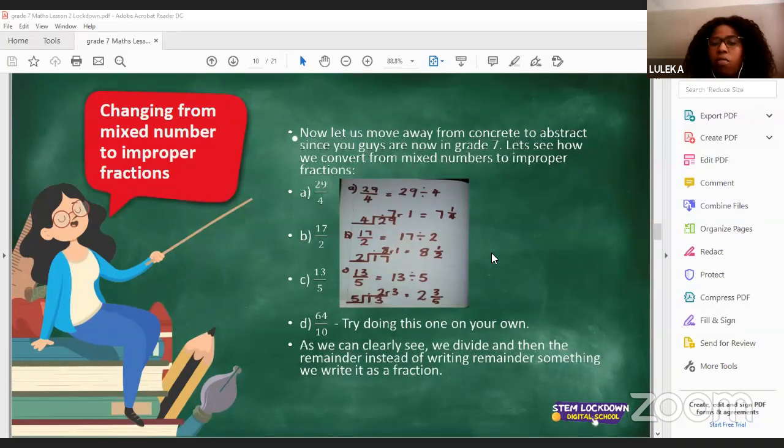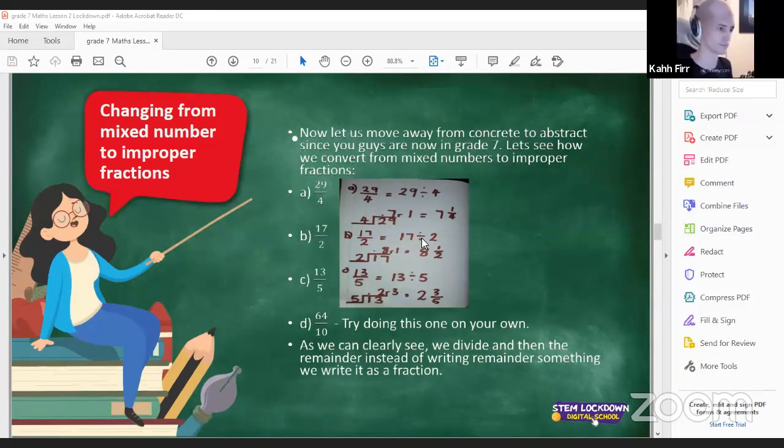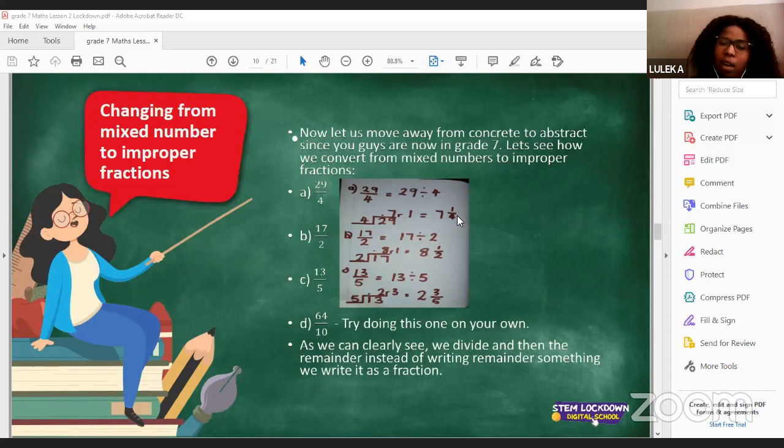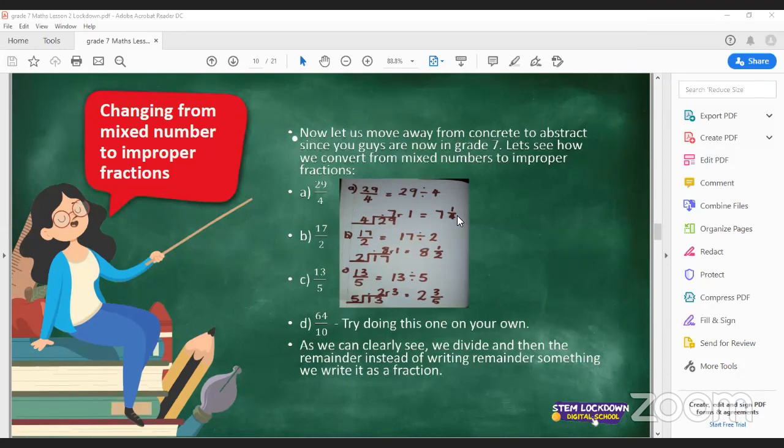13 over 5. We all know those are improper fractions because the numerator is bigger than the denominator. So we have how many 5's go into 13? It's 2 and then the remainder of 3. So we have 3 over 5. Those are all improper fractions.